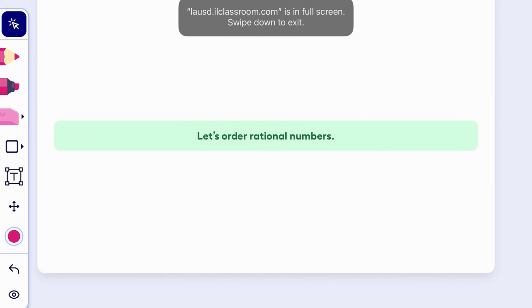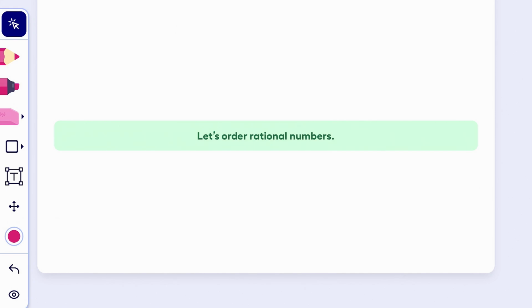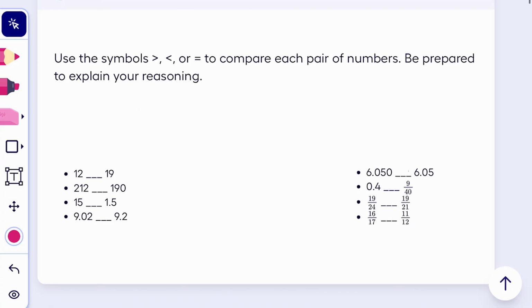Let's order rational numbers. Use the symbols greater than, less than, or equal to compare each pair of numbers. Be prepared to explain your reasoning.